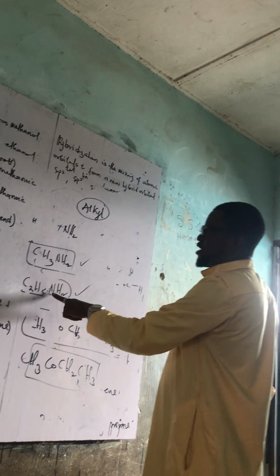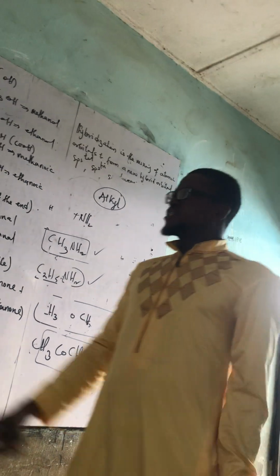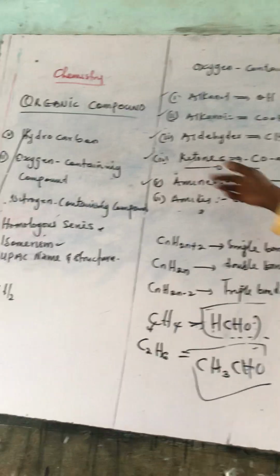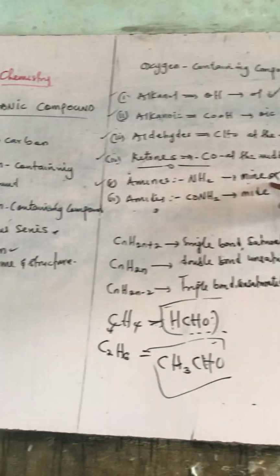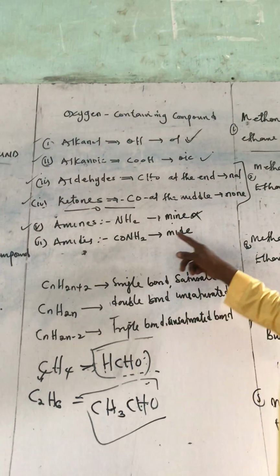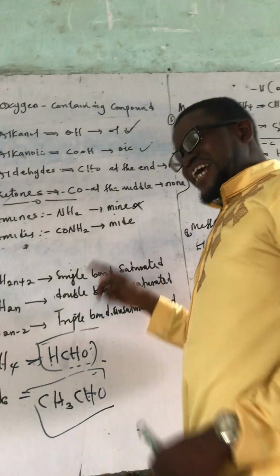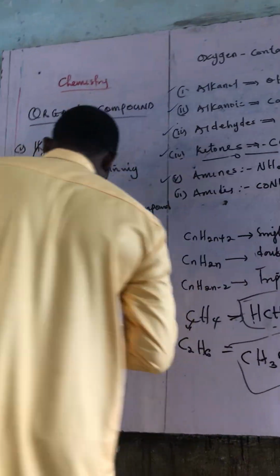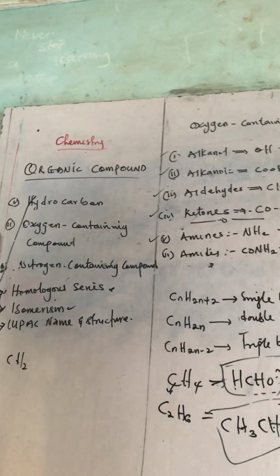The bond between carbon and nitrogen can form either amine or amide. In amine, this is a functional group, and this is how you pronounce it. In amide, this is a functional group, CONH2, and we pronounce it as what? Amide. So this is where we are going to stop our discussion in hydrocarbon.